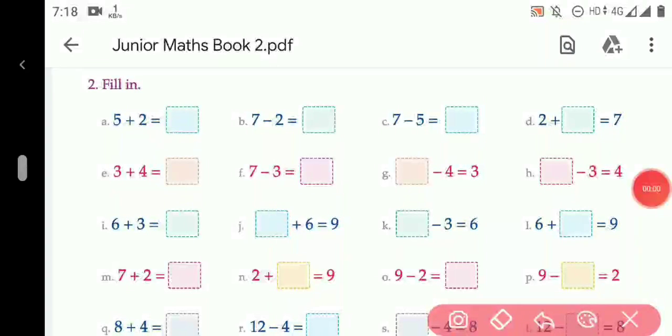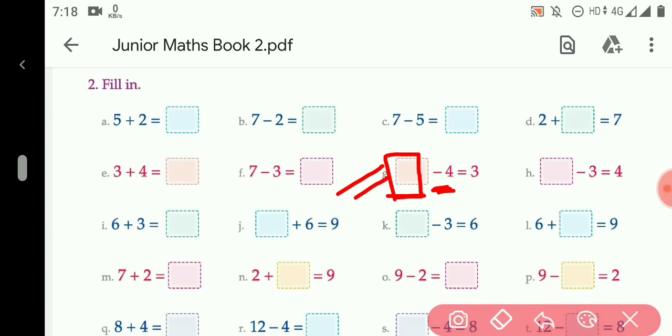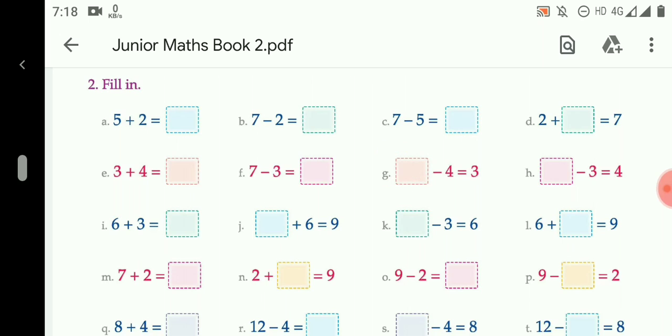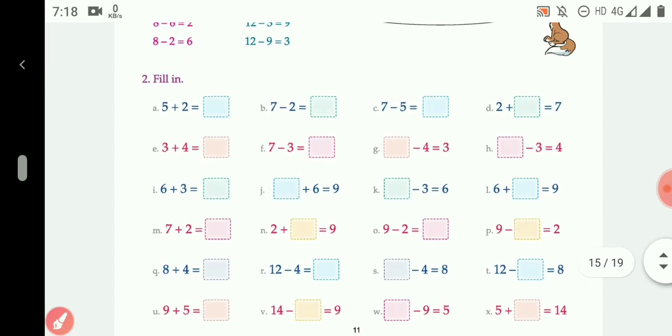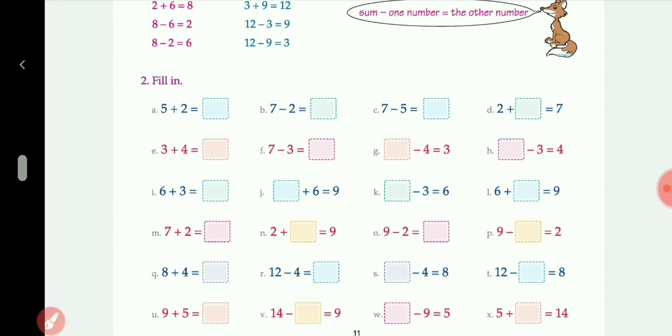In the same manner, the G part, fill in the blanks, minus 4 equals to 3. It means from which number we will subtract 4 so that the answer will be 3. So it would be a larger number. Now we will add them both. We will get the number 3 plus 4, 7. So the answer is 7. In the same manner, all the questions you will do by yourself in your maths copy. Solve it. If it is an addition, add them. If it is a subtraction, subtract them.